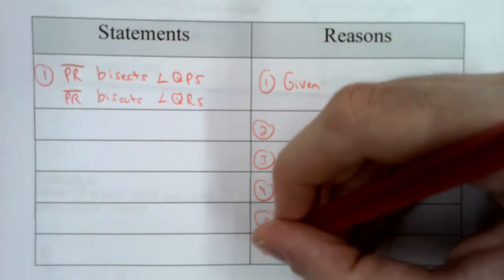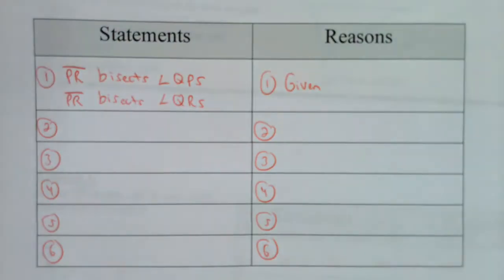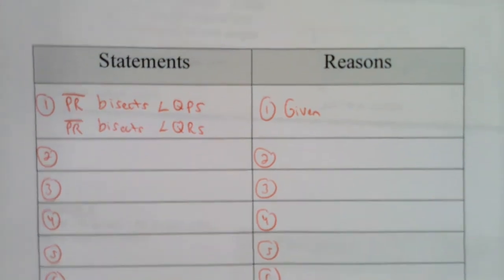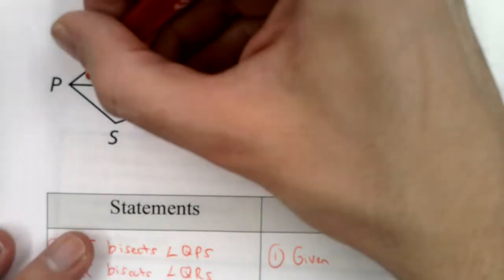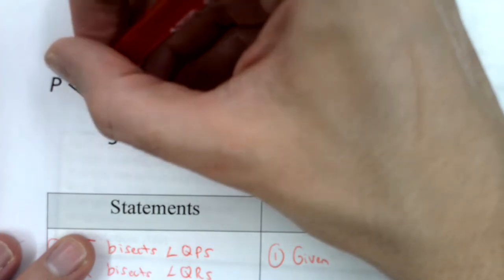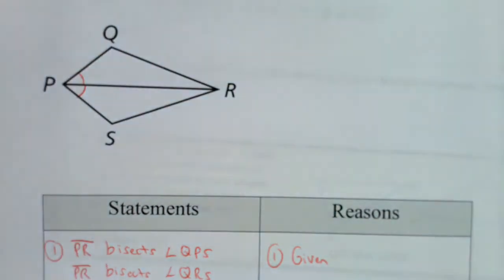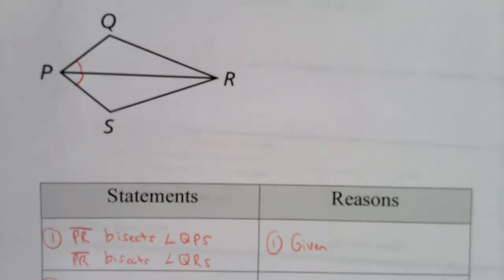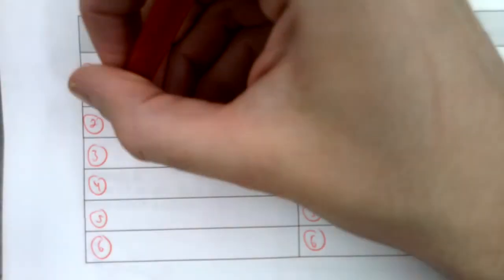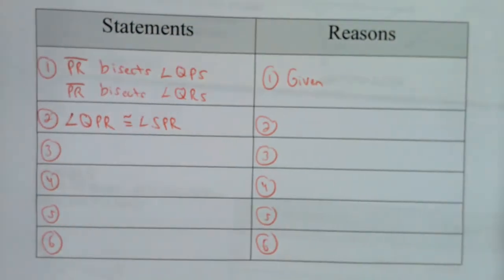Again, you might not always use the same number of steps as me in the proof. But step 2, I'm going to use the definition of an angle bisector. Since PR bisects angle QPS, it means QPS is cut in half, so this angle with one arc is congruent to this other angle with one arc. So I'll say angle QPR is congruent to angle SPR. Definition of angle bisector.